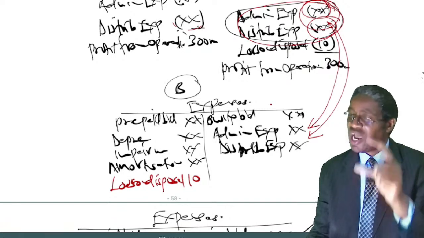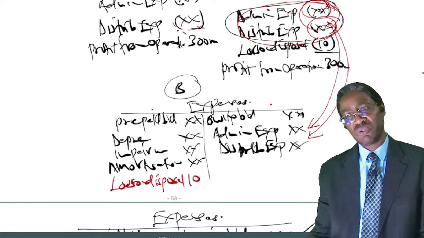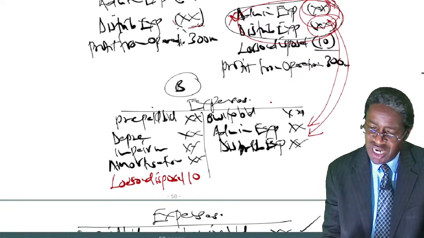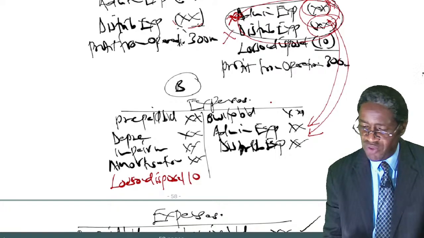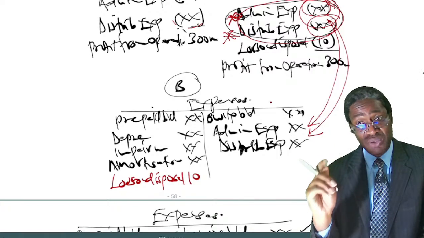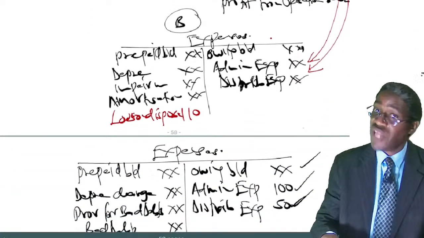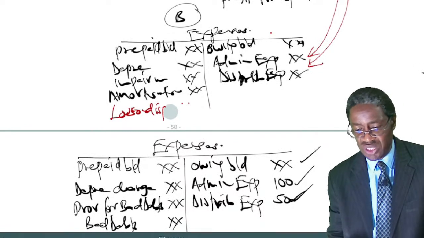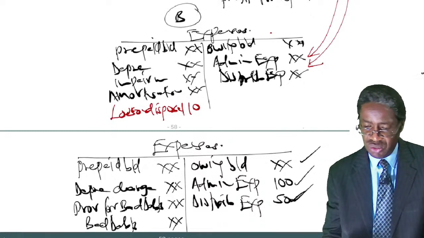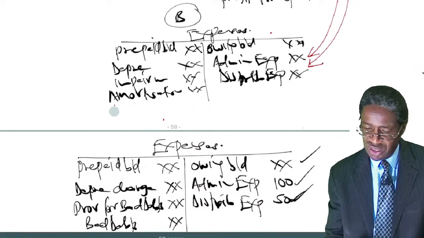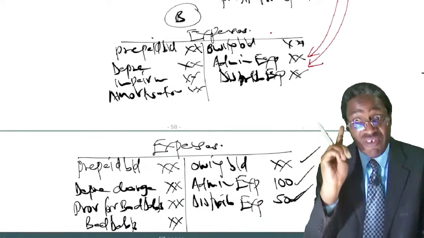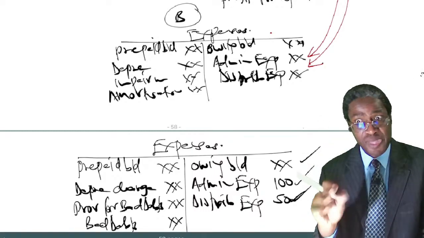It is not affecting what I'm looking for. Why? Because it is not part of either admin and it's not part of either distribution. For accountant B, it's in the P&L account. So for that case, listen, you don't have to use it here. You don't have to use it there. You don't have to use it because it's not affecting what you are looking for.